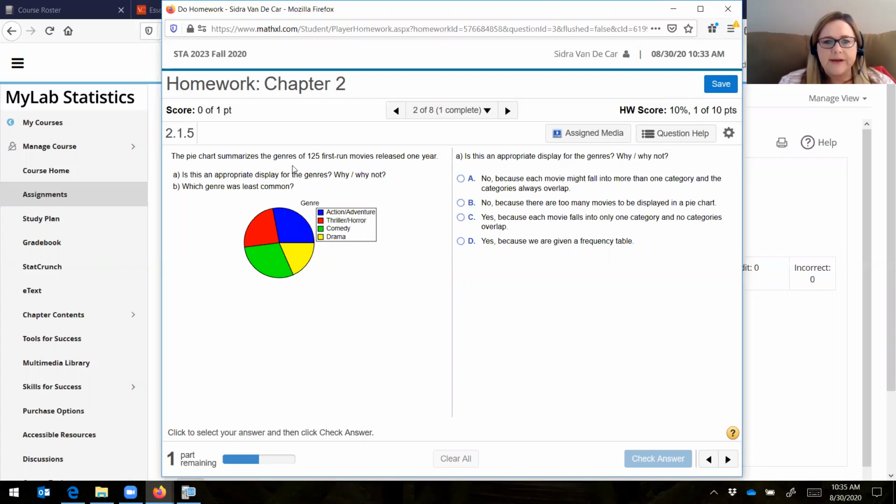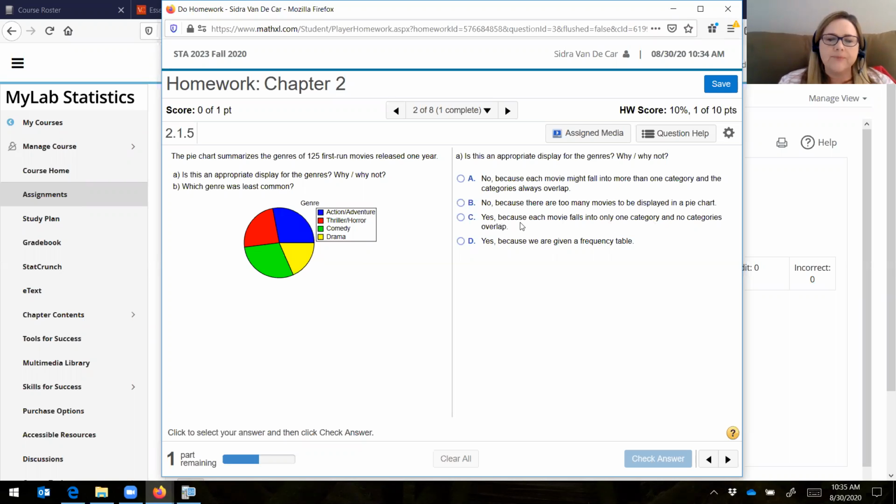The pie chart summarizes the genres of 125 first-run movies released 1 year. Is this an appropriate display for the genres? Why or why not? Okay, so this is a pie chart of 125 first-run movies released 1 year. So this is 100% of the movies. We use a pie chart when we are dividing up 100% of something, right? So yes, each movie falls into one category and no categories overlap.